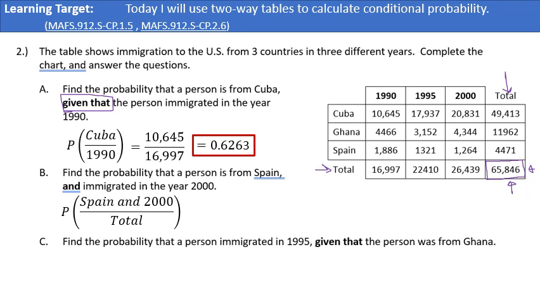65,846. Now we have to find the intersection of Spain, which is here, the third row, and 2000, which is here, the third column, so we look right here. This number should be 1,264 divided by 65,846. I know I'm saying it a lot, but I want it to sink in your brain. If it does not say "given that," it means you're taking it out of everybody. So the bottom is our total, which is 65,846. Grab your calculator.